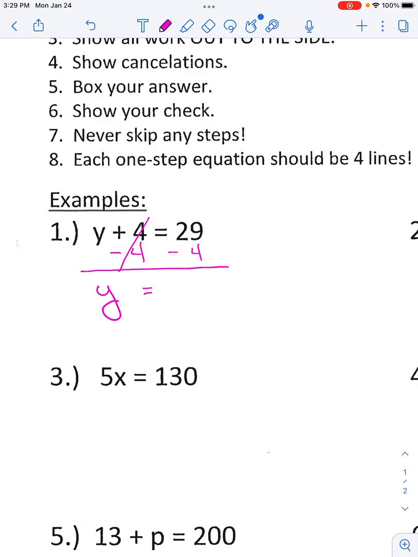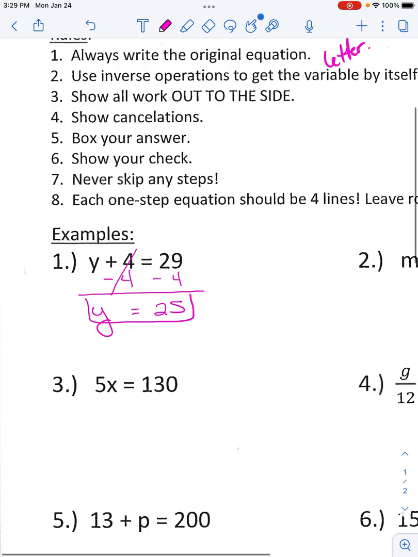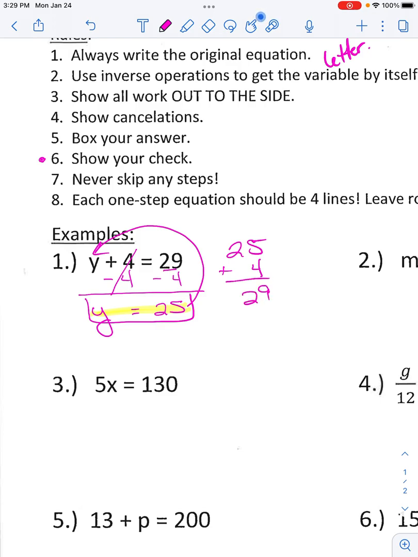So the 4's cancel out. 4 minus 4 is 0. So show your cancellation and solve on the right. 29 minus 4 is 25. Box your answer. And then we're going to check our work. We just said that y is 25. So we're going to put 25 back in for y. So out to the side, we're going to do 25 plus 4, and that is 29. So it does check out.